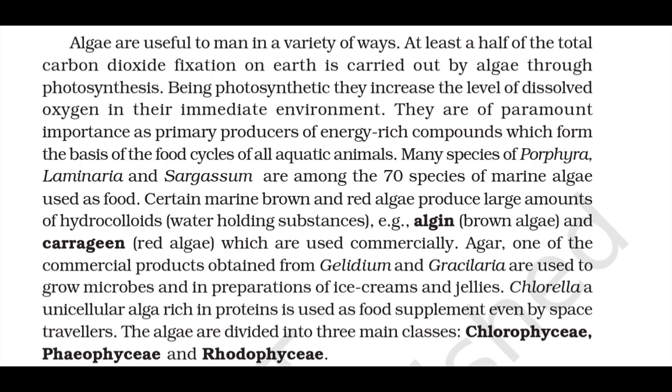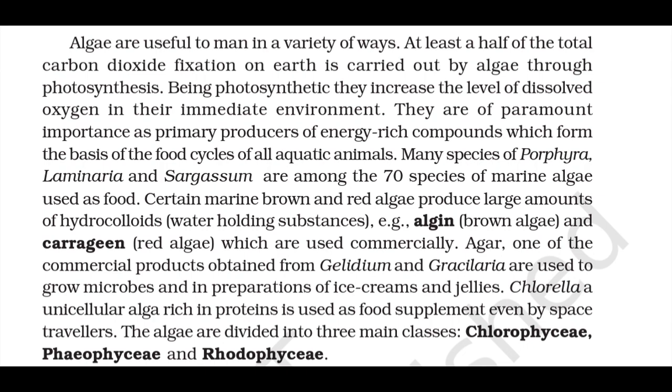Certain marine brown and red algae produce a large amount of hydrocolloids, for example algin and carrageen, which are useful commercially. Agar, one of the commercial products obtained from Gelidium and Gracilaria, is used to grow microbes and in the preparation of ice creams and jellies. Chlorella, a unicellular alga rich in protein, is used as a food supplement even by space travelers.